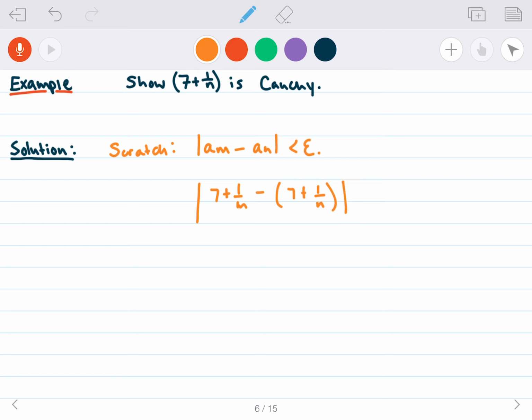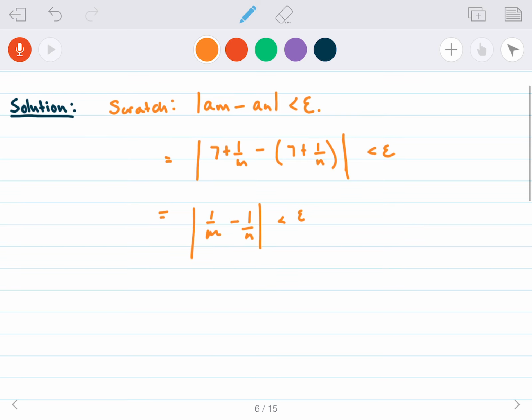Okay, so we can simplify this to give us, 7 minus 7 is going to cancel, and then we get the absolute value of 1 over m minus 1 over n. And we want this to be less than epsilon. The annoying thing is the absolute values, because we're trying to figure out what capital N has to be, just like with the convergence proofs, we're trying to isolate our little m and little n.